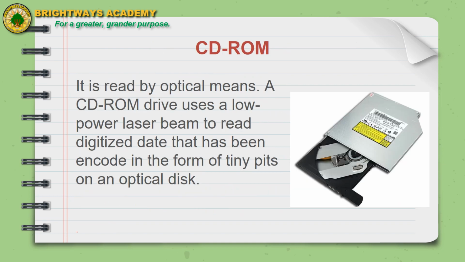Okay, so now let us talk about the CD-ROM. CD-ROM, abbreviation of compact disc read-only memory, is a type of computer memory in the form of a compact disc that is read by optical means. A CD-ROM drive uses a low-power laser beam to read digitized binary data that has been encoded in the form of tiny pits on an optical disc.